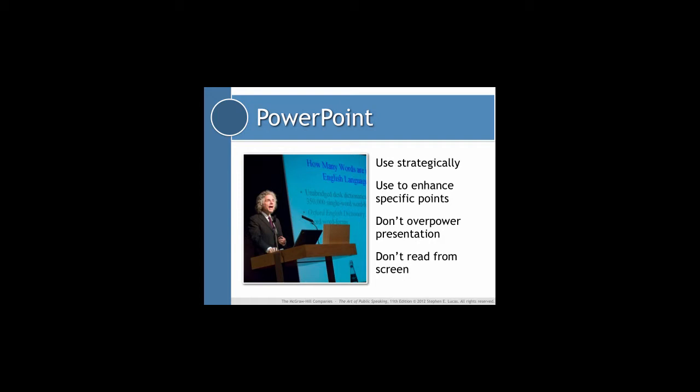Do not do crazy things with your PowerPoint because that tends to overpower the presentation. And please, please, please do not read off of the screen. Does this mean you can't ever look at the screen? No, of course not. There are some times when you need to look at the screen, but don't stand there and read off of the screen. The audience can read, so you don't need to read it for them. So keep those things in mind.